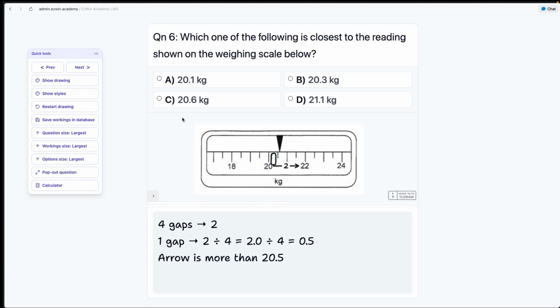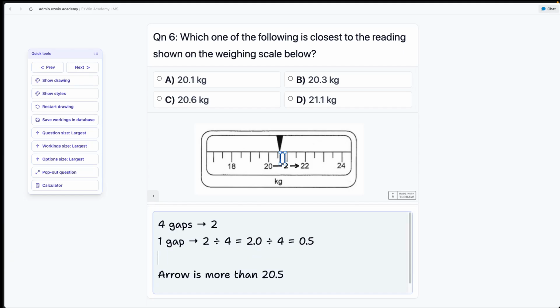Okay, so A cannot be the correct answer. B cannot be the correct answer. So it's either C or D. So it says here D is 21.1 kg. So from this, we also know that arrow is more than 20.5, but it's less than, since it's 2 gaps, right? So 2 gaps is equal to 0.5 times 2, which is 1. So that means arrow is more than 20.5.